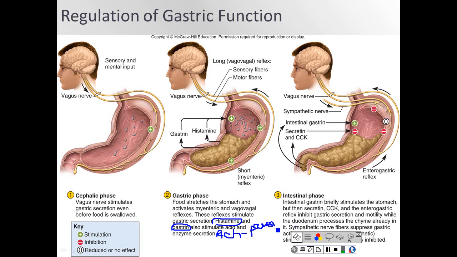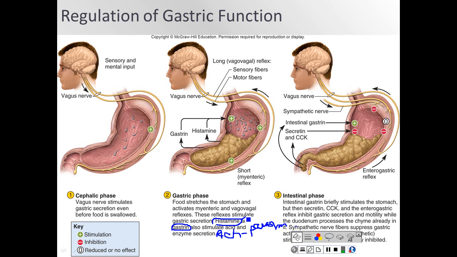By the parasympathetic. Then we have the histamine. Hold on, let's go back to the acetylcholine. The acetylcholine secreted by the parasympathetic nervous system fibers are of both small, short, and long reflex pathways.